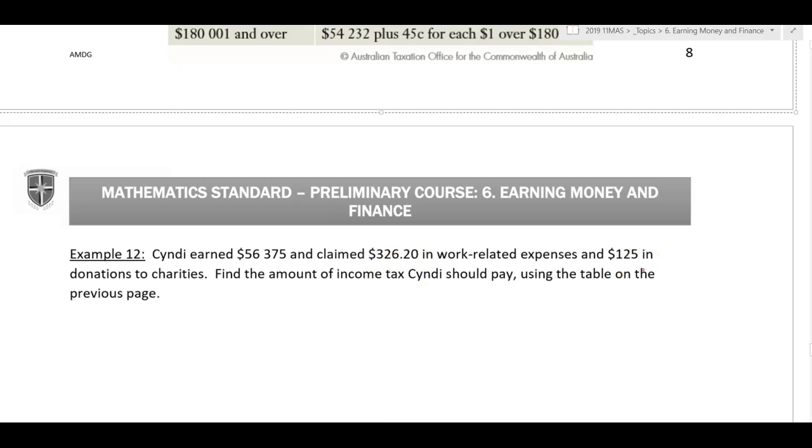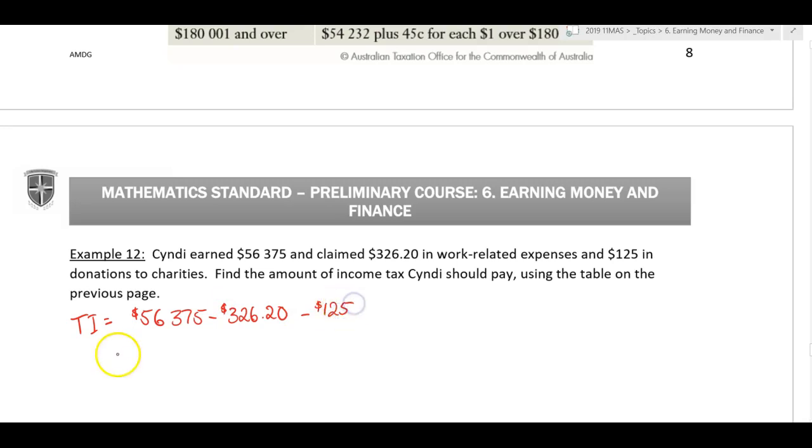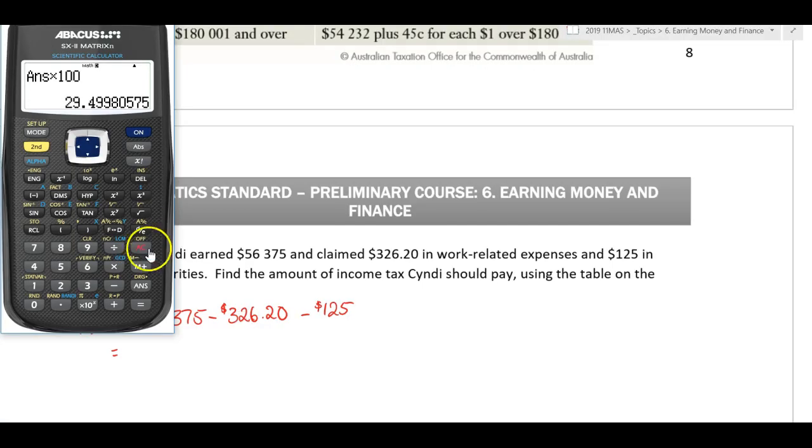First thing we need to do for Cindy is to work out her taxable income. So I'm going to say taxable income, TI for taxable income, is $56,375 minus the $326.20. And we also need to subtract the $125, because they are allowable deductions. Now, thank you, calculator. Here we go. Clear that away. And 56,375 minus 326.20 and minus the 125 equals $55,923.80.